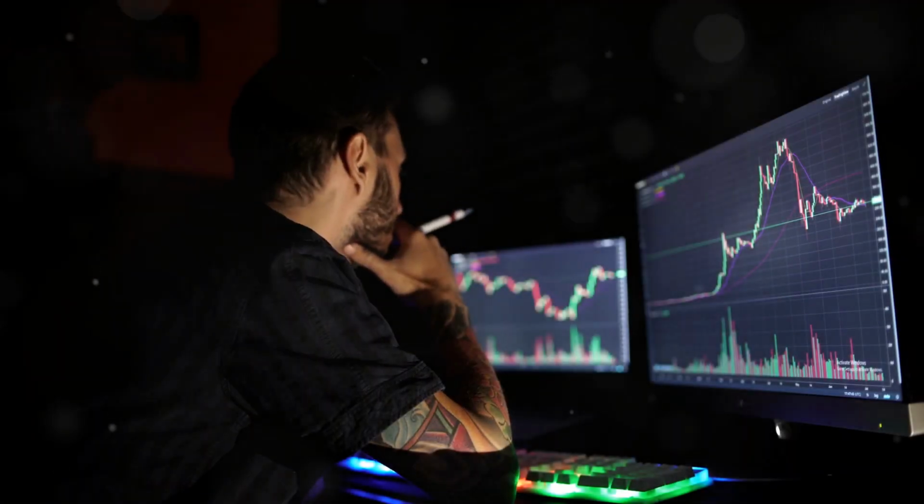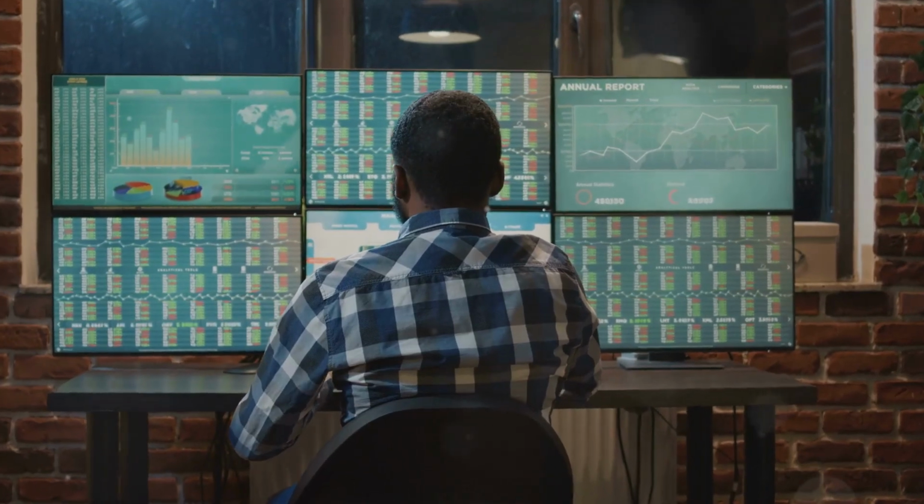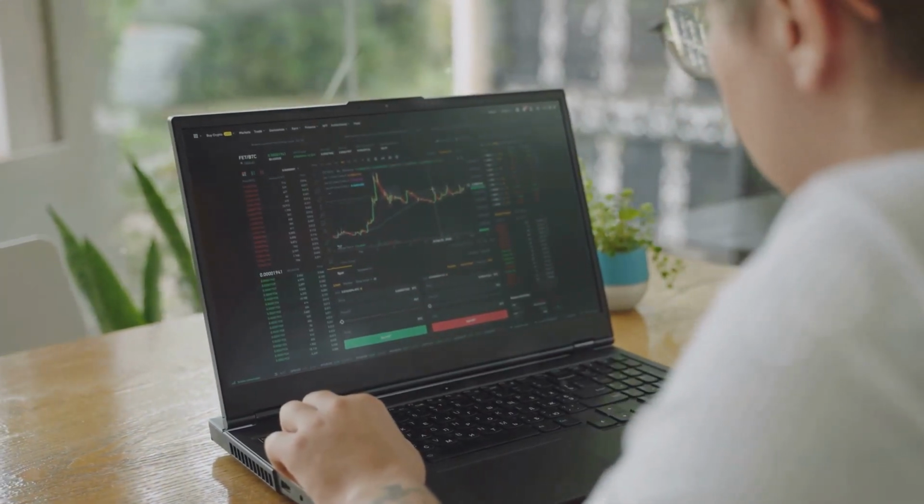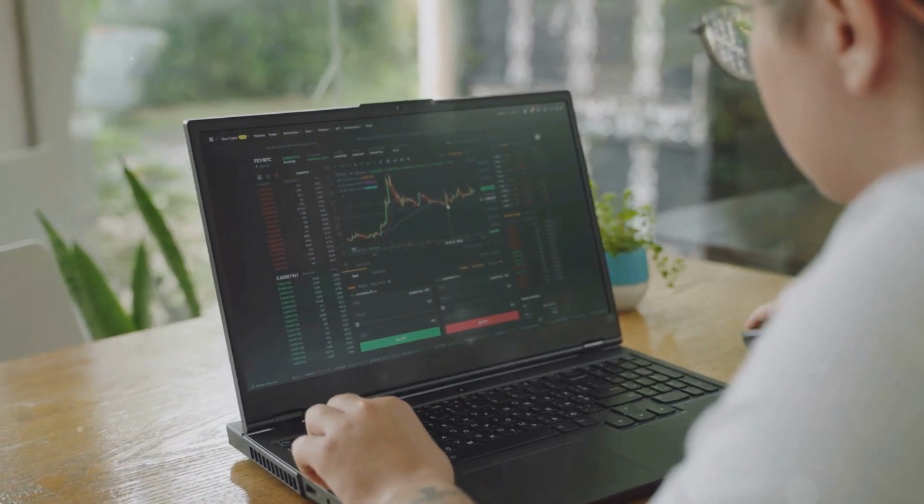Before we even think about placing a trade, we need to understand the language of the market, and that's where charts come in. They're like roadmaps, showing us the price history of a currency pair and giving us clues about where it might be headed.